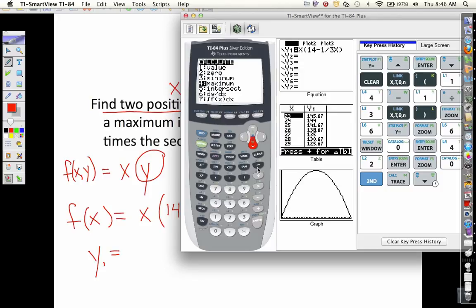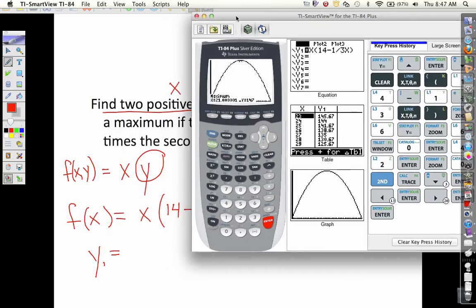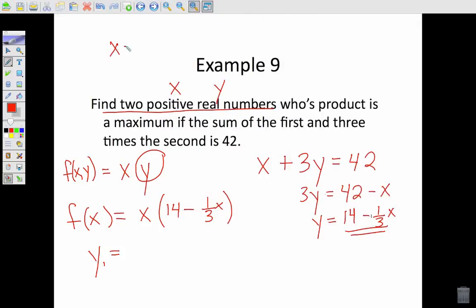All right, calculate maximum. So second, calculate. This is a maximum point. And you just want to make sure that you're scrolled to the left, to the right. Obviously, you could have done the negative b over 2a, but I wanted to show you your calculator one more time. And then I hit enter again, and you'll see here that we've got 21 is the x value. The maximum is 147, but we know that x is 21.